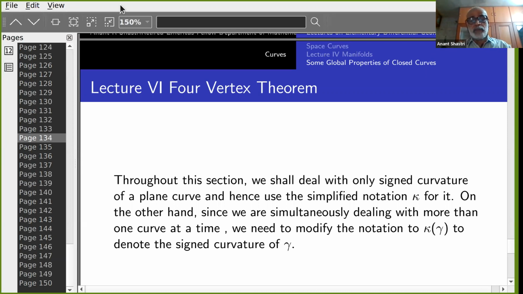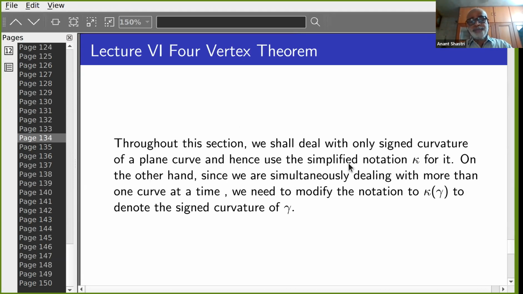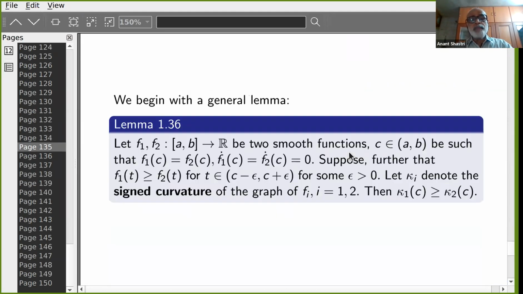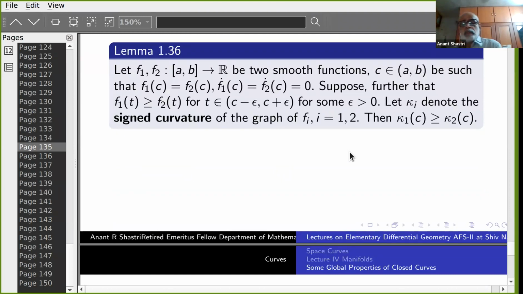Okay, so we are dealing with the signed curvature of plane curves. First I give you some local geometry of curves, which is again intuitively clear, but it needs a proof. Everything needs a proof. And it is a very nice thing. You may not see it in the book at all, or maybe it is there somewhere hidden in the exercises.